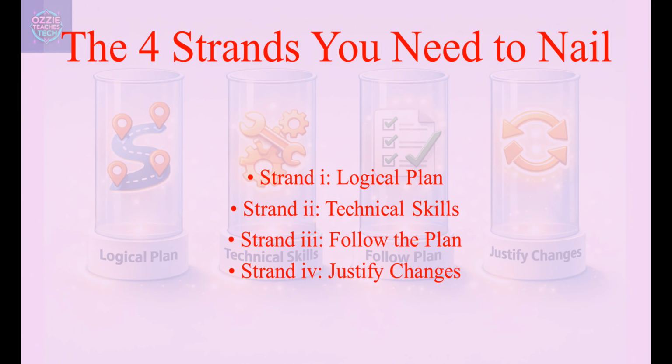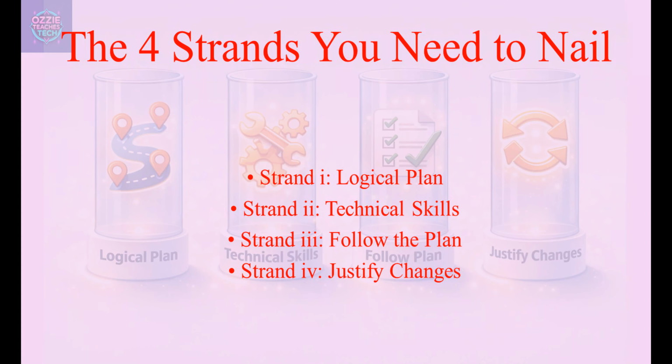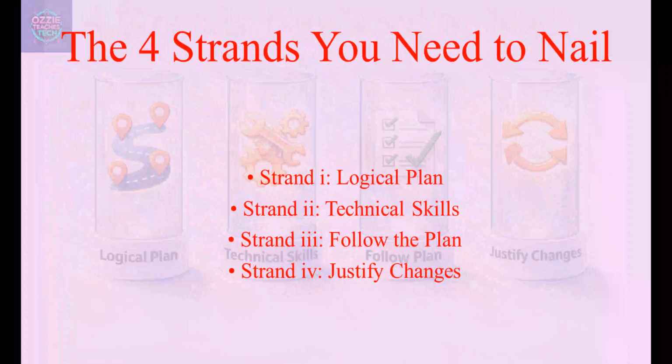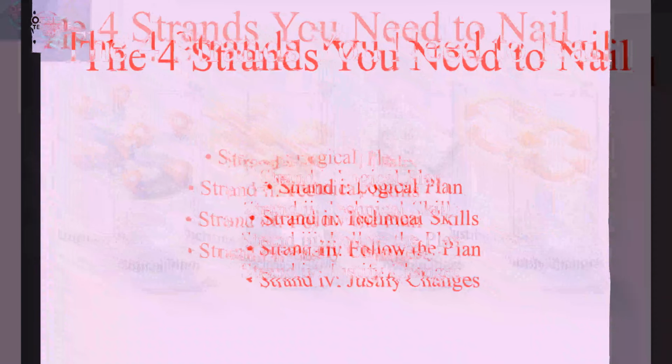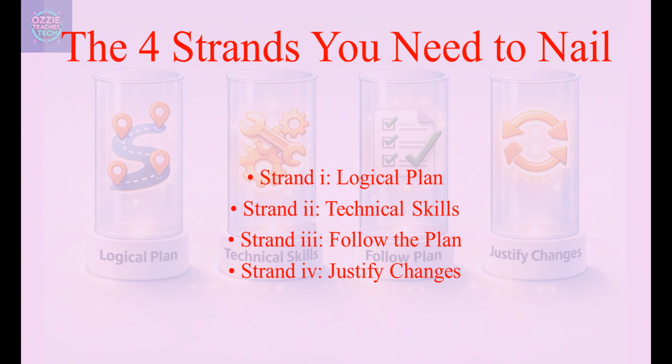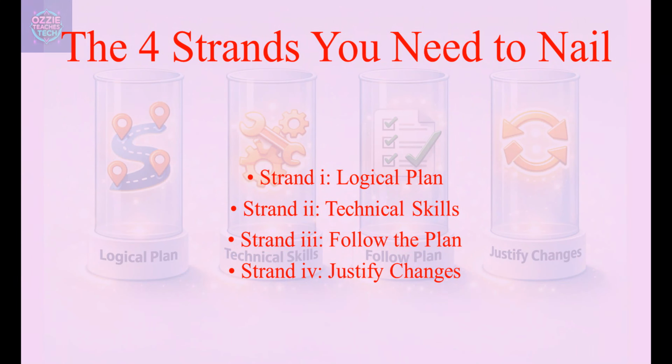Strand 4, fully justify the changes. Explain why you deviated from your original plan when things didn't go as expected. Think of it like this: you are not just making something cool, you are documenting how you made it, proving that you have the skills, and showing you can adapt when needed. Let's dig into each strand.